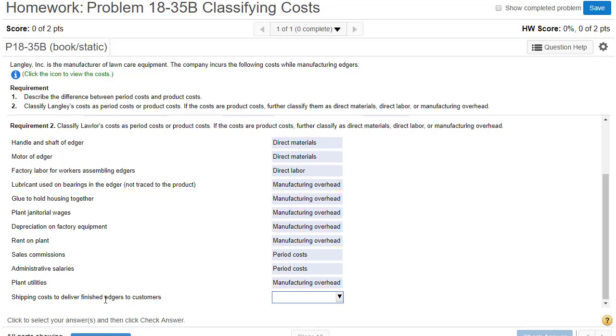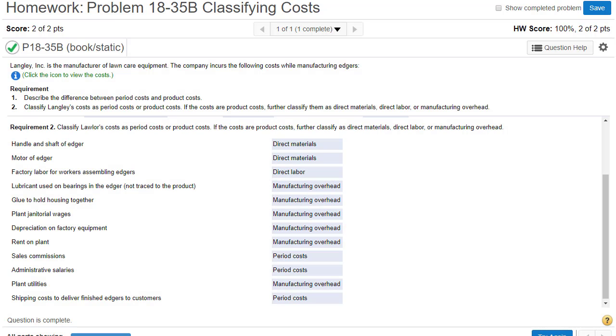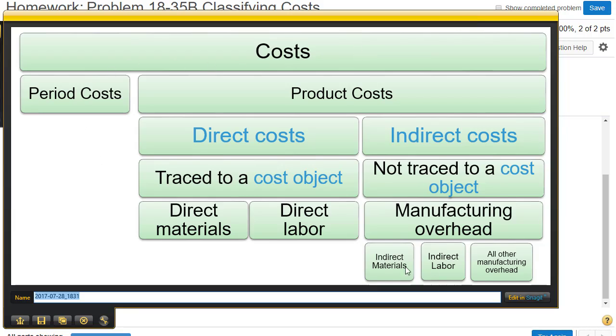Shipping costs to deliver finished edgers to the customers. This has nothing to do with building the product. This has to do with selling the product. So this is a period cost. And that's it. As you can tell from this homework, it's really important to understand how costs are classified.